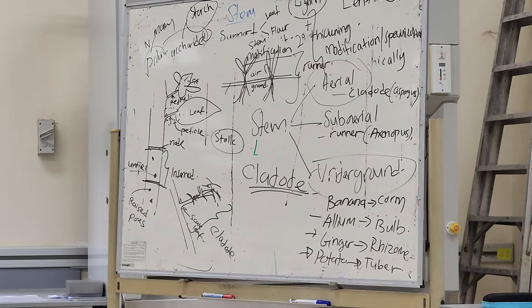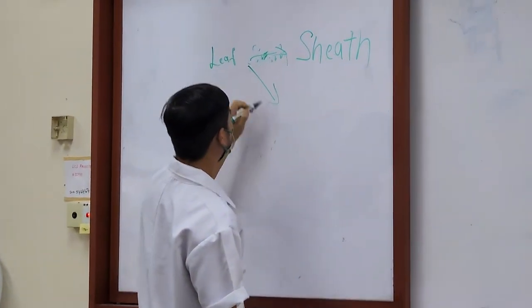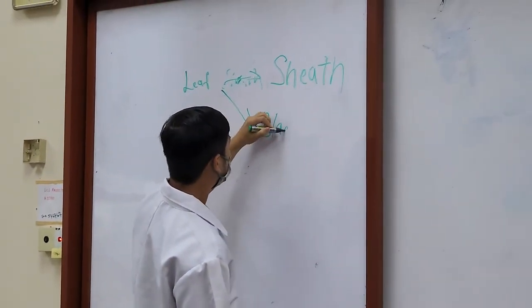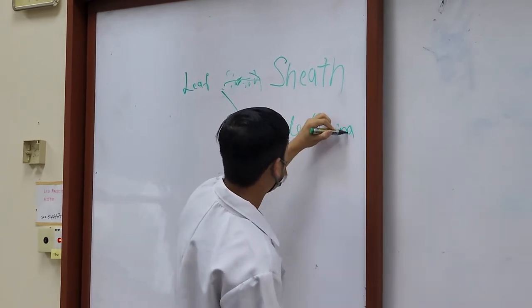Sheath, leaf sheath, sarung, you know. Another one is leaf blade or lamina. Two. So sheath plus lamina, one unit of grass leaf. Okay, you get it now?